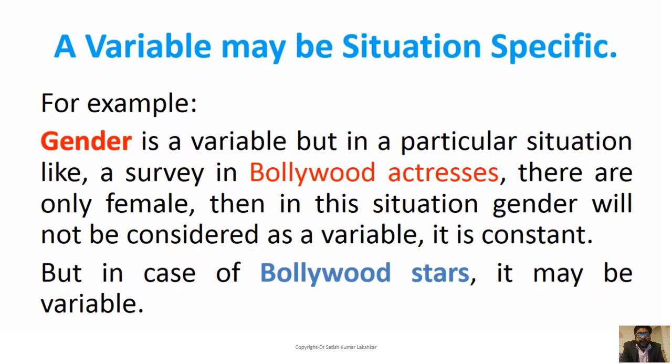Let us say if we are conducting a study on Bollywood stars, and in that study we are not specifying actors or actresses, then the variable gender will behave like a variable, it will not behave like a constant. Whereas if we restrict our research to Bollywood actresses, we are already aware that the gender is female, so the gender will behave like a constant.